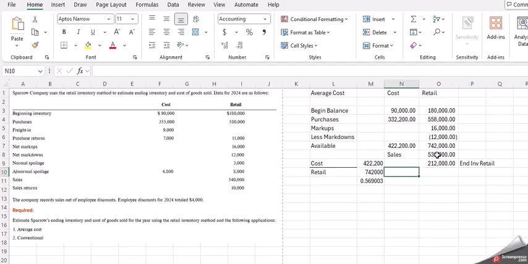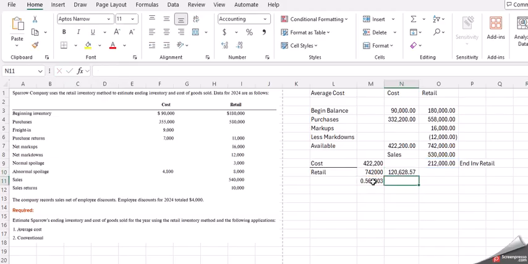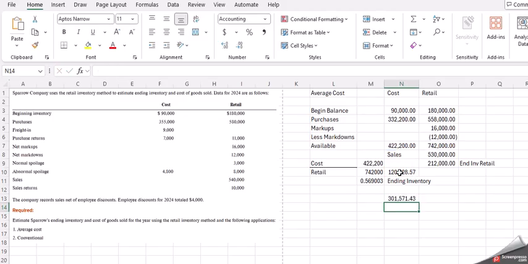But we want it at cost. So we want to come back over to the cost side. Then we're going to take that ending inventory at retail and multiply it by the percentage. That takes it down to cost. So this would be our ending inventory. And then if it wants our cost of goods sold, what was available minus what's left in our ending inventory is going to be our cost of goods sold. So that is the average cost.